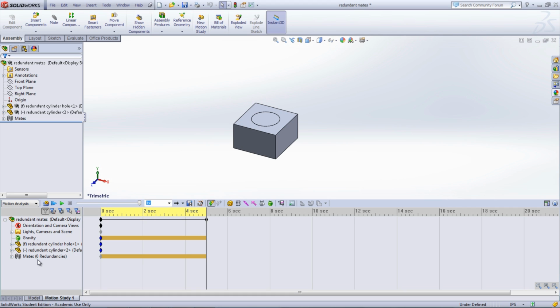The next part of this video will show how to set up a motion study using SolidWorks Motion on a suspension system from a Formula SAE car.